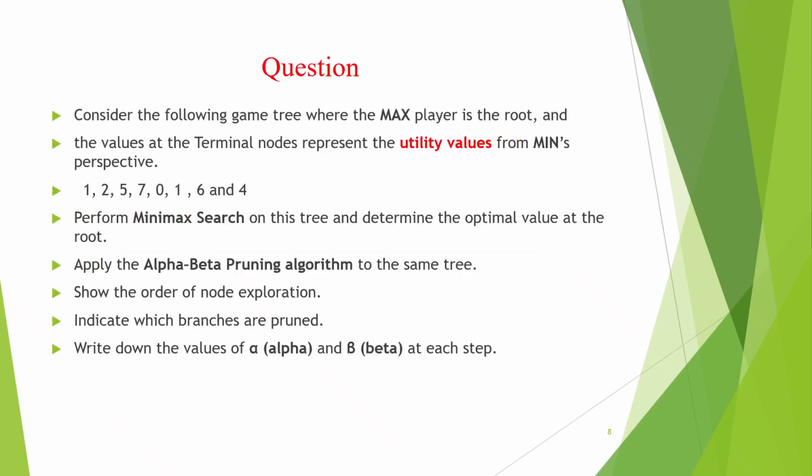The question will be like this. Consider the following game tree where the maximizing player is the root and the values at the terminal nodes represent the utility values. For example, 1, 2, 5, 7, 0, 1, 6 and 4 are the utility values of the terminal nodes. Perform minimax search on this tree and determine the optimal value at the root. Apply the alpha beta pruning algorithm to the same tree. Show the order of node exploration. Indicate which branches are pruned. Write down the values of alpha and beta at each node. This is the question.